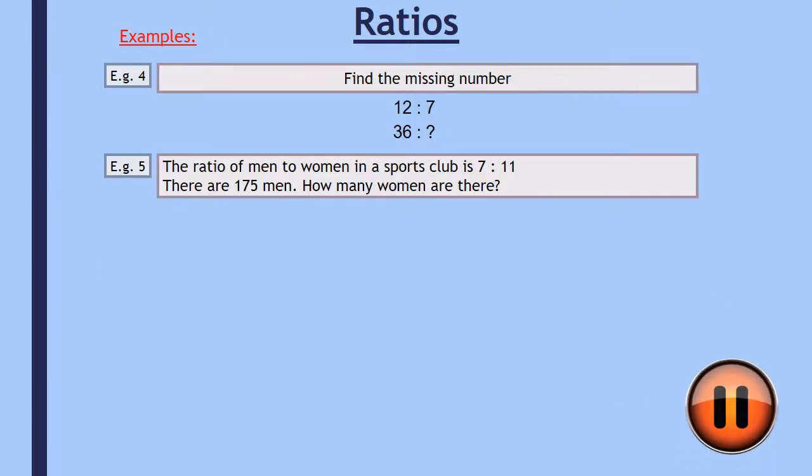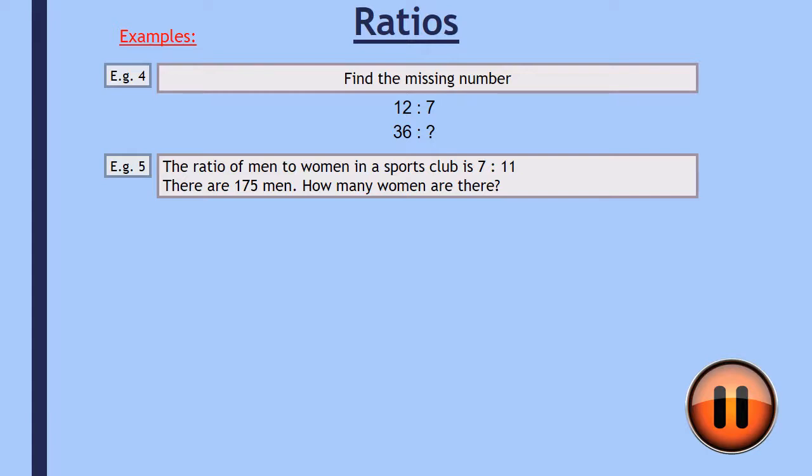Now I've got some more challenges for you. I want you to find the missing numbers of the ratio shown on screen. So we've got 12 to 7, 36 to blank. And the ratio of men to women in a sports club is 7 to 11. If there are 175 men, then how many women are there? Pause the video and have a go answering these questions.